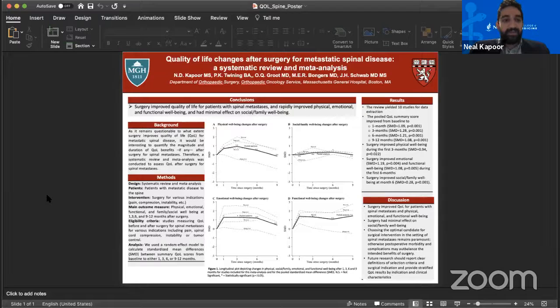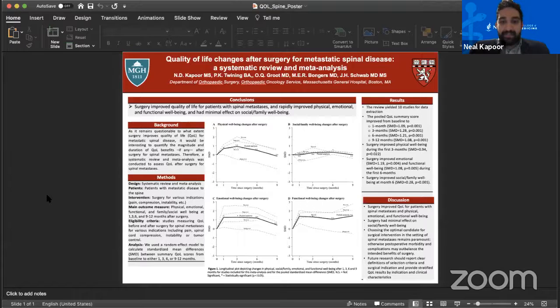meta-analysis. So it remains questionable to what extent surgery improves quality of life for metastatic spinal disease. It would be interesting to quantify the magnitude and duration of quality of life benefits, if any, after surgery for spinal metastases. For intervention, we looked at surgical indications, including pain, compression, instability, and tumor control. And for our analysis, we used a random effect model to calculate standardized mean differences between summary quality of life scores from baseline to either 1, 3, 6, or 9 months.